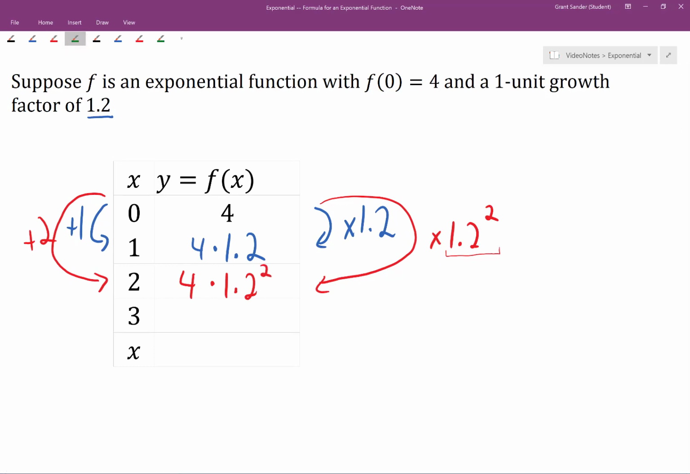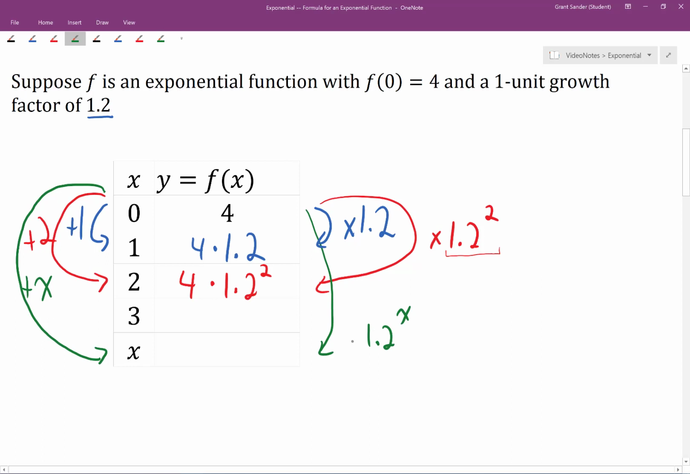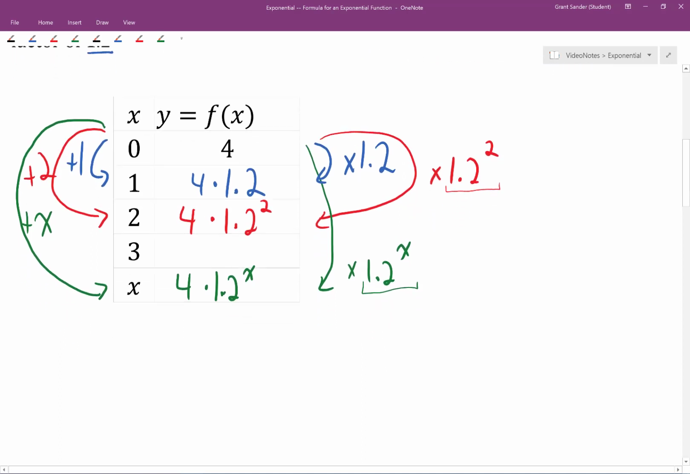Now in general, if x varies from 0 to any value x, so a change of x units, then y will start at a value of 4 and then become 1.2 to the x times as large, because our x unit growth factor is 1.2 to the x. So if x varies from 0 to its new value of x, then y starts at a value of 4 and then becomes 1.2 to the x times as large. And therefore, we can say that f of x is equal to 4 times 1.2 to the x.